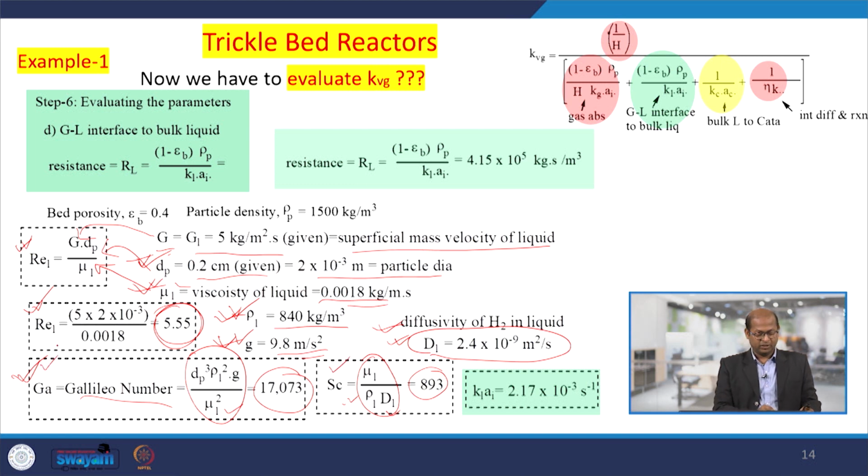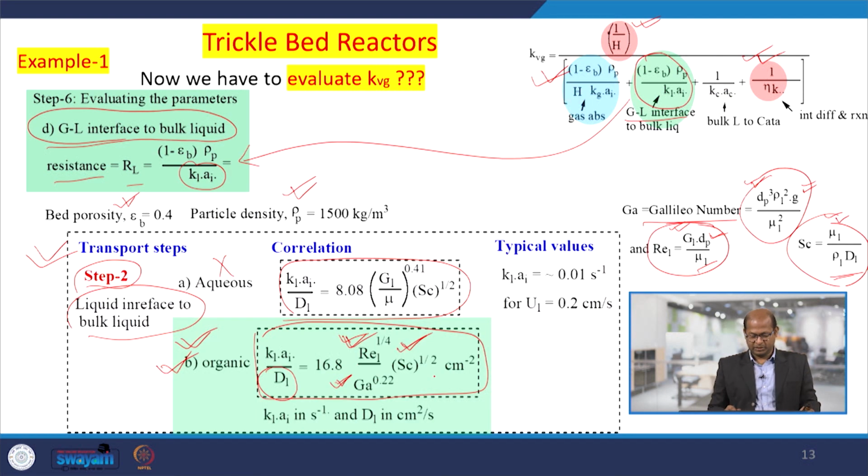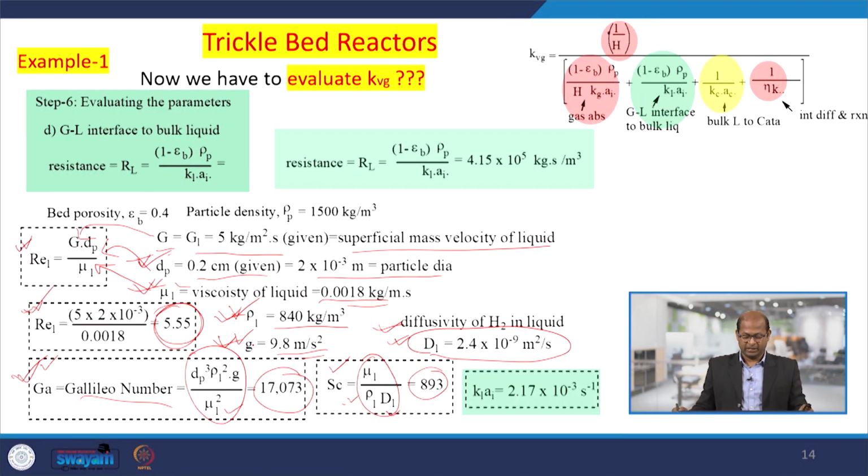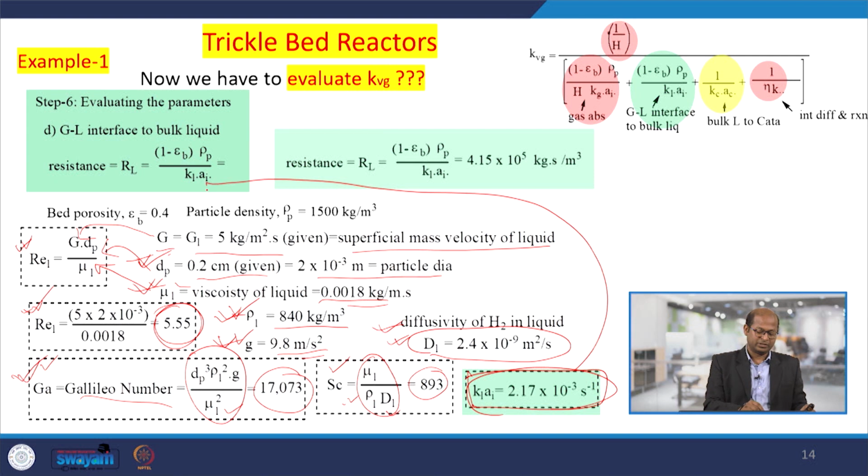So, the Schmidt number, Galileo number, Reynolds number, if you substitute in these equations, and G_L also, then k_LA_I we can find out using these correlations. So, after substituting, the k_LA_I, the mass transfer coefficient, we are getting this. Okay, so this we can substitute here in these equations, other components are given. Then the resistance for the interface to bulk liquid transfer of mass we can find out. So, the R_L part we can find out.